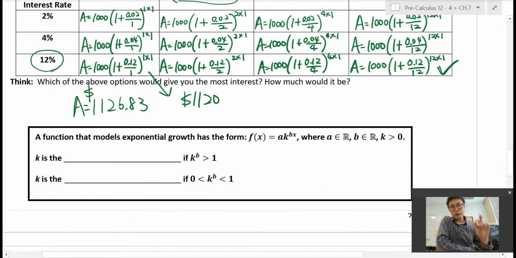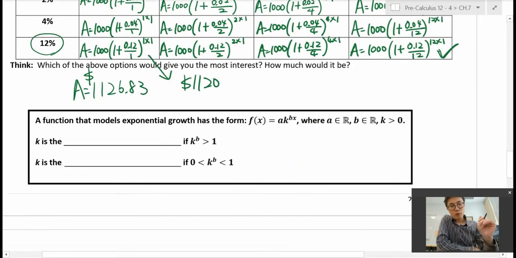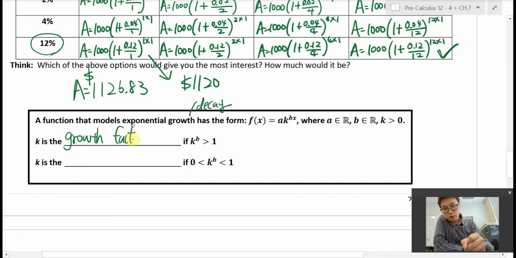All right, so here is the formula that we're going to be using for the next bit. It says a function that models exponential growth has the form f of x equals a times k to the power of bx. Actually, it's not just exponential growth, it could be decay as well. Exponential growth or decay. So k would be the growth factor if k to the power of b is greater than 1. But if k to the power of b is between 0 and 1, this would be the decay factor.